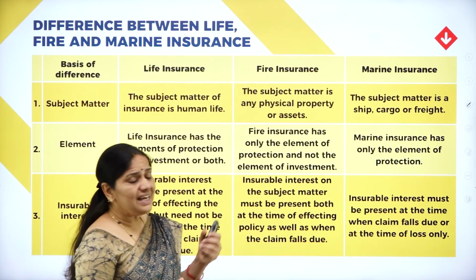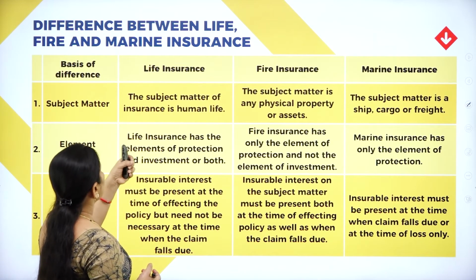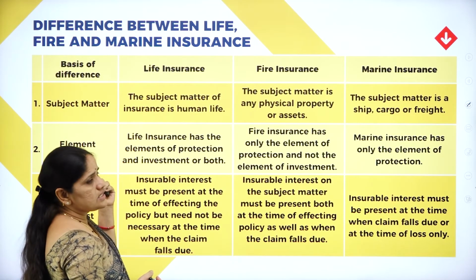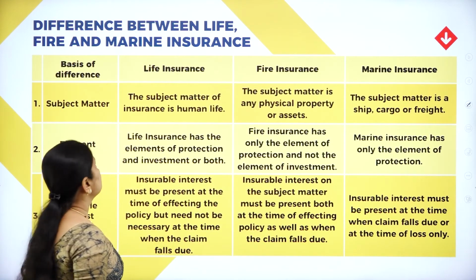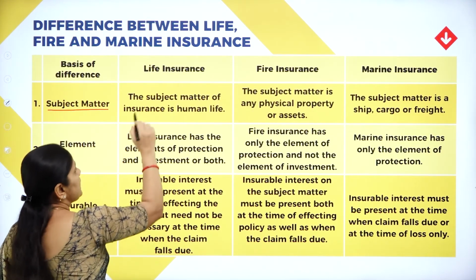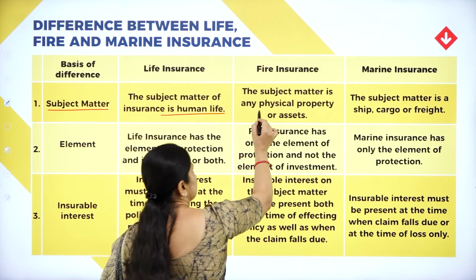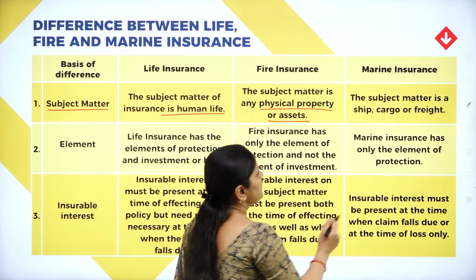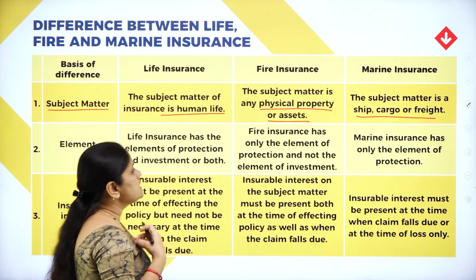Then let us have a comparison between the three kinds of insurance, that is life, fire and marine insurance. In the first column we have the basis of difference. In the second column we have life insurance, fire insurance and marine insurance. Now, in this first one, let us see what the subject matter is. In case of life insurance, the subject matter is human life, whereas in case of fire insurance, it is the physical property or the asset of that particular individual. But in case of marine insurance, it is the ship, cargo or freight that is the subject matter.